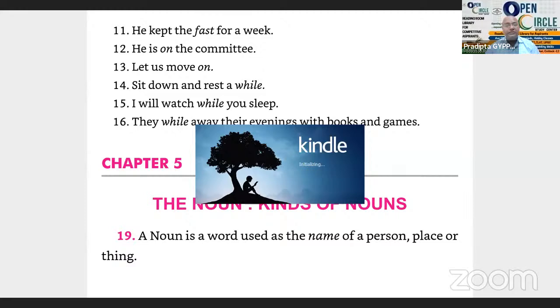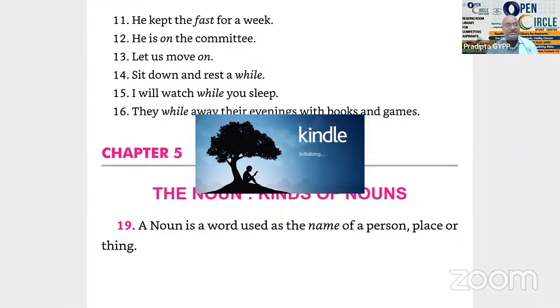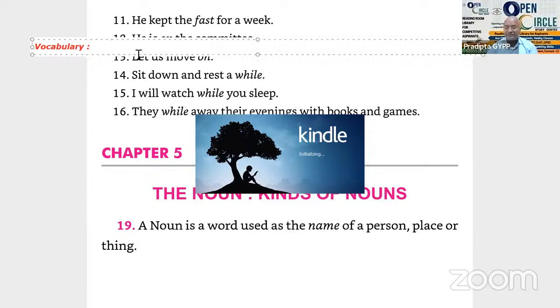So, students, tell me first. You must have come across this word, vocabulary, always. What do you mean by this term? What's the meaning of this term, vocabulary? Any idea? Whatever idea you have? What do you mean by the term vocabulary?